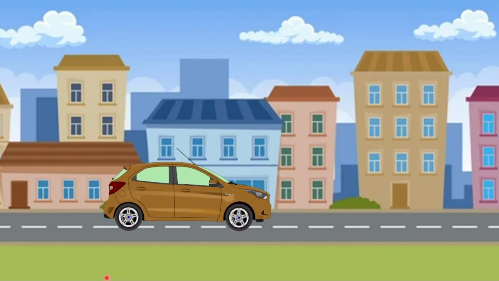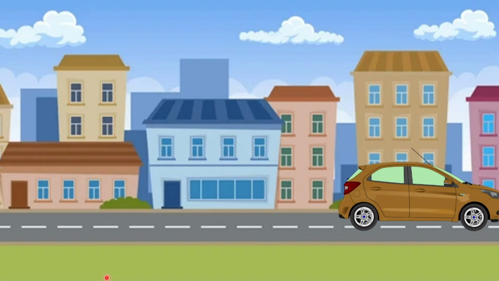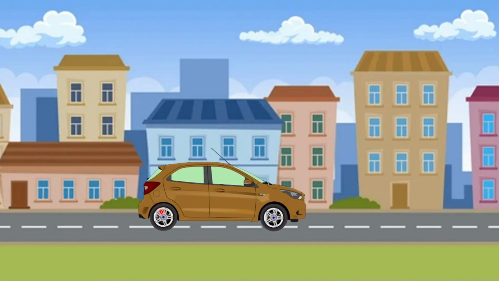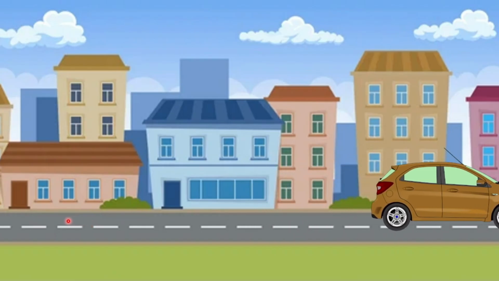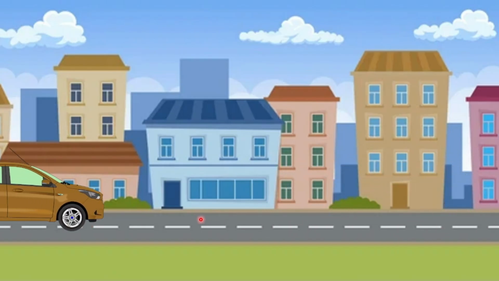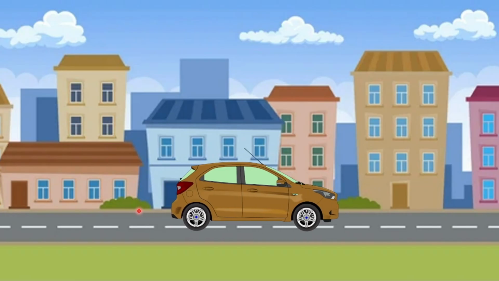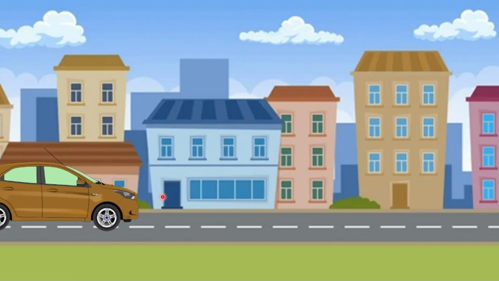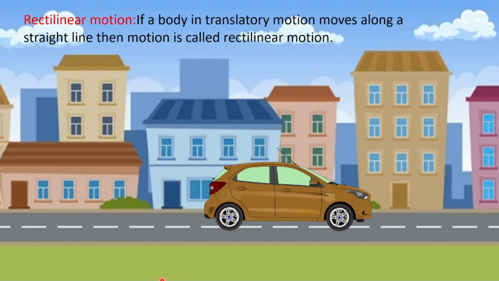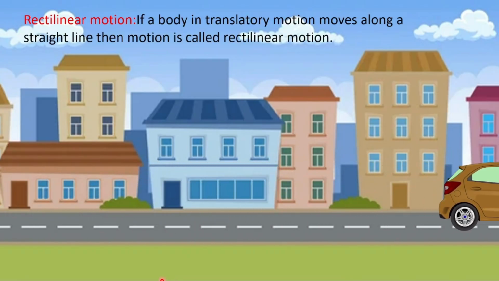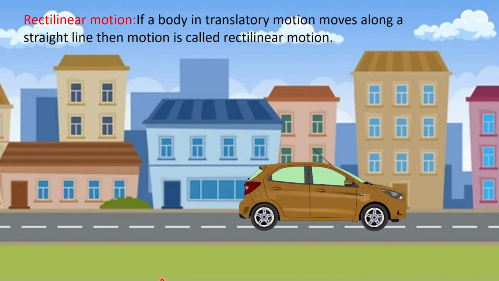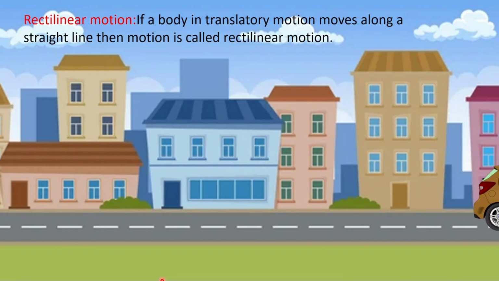See this, the car is moving towards the right, so it is in translatory motion, as well as moving in a straight line. So the object is in translatory motion as well as going in a straight line. Such type of motion is known as rectilinear motion. If a body in translatory motion moves along a straight line, the motion is called rectilinear motion.